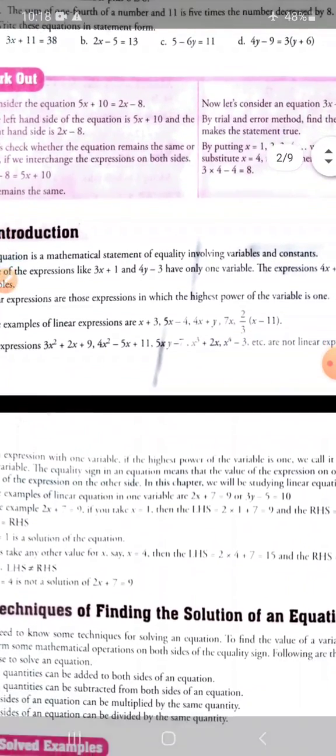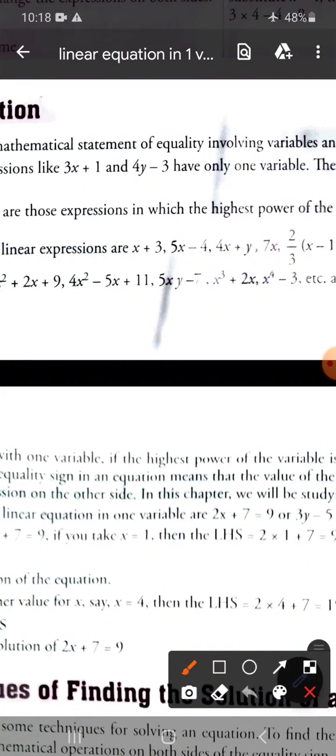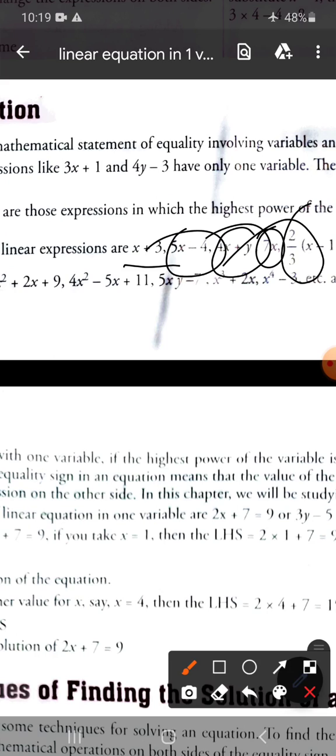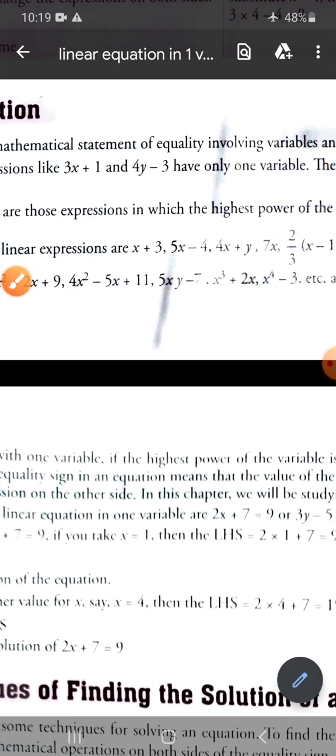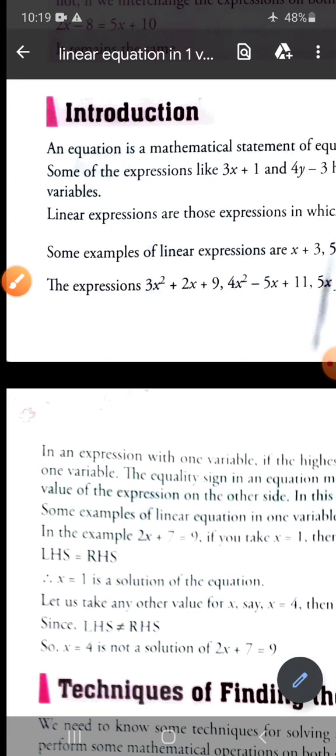Now moving ahead, here we are given some examples of linear expressions, right? So as you can see, 3x, 5x plus 4, 4x plus y, 7x, 2 by 3x minus 1, these are the linear expressions, because these values are not equated to any real number or any integer or fraction, right? And the expressions 3x square plus 2x plus 9, 4x square plus 5x plus 11, these are examples of quadratic expressions, right?